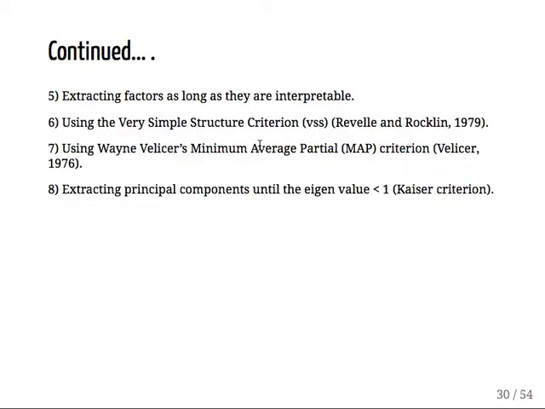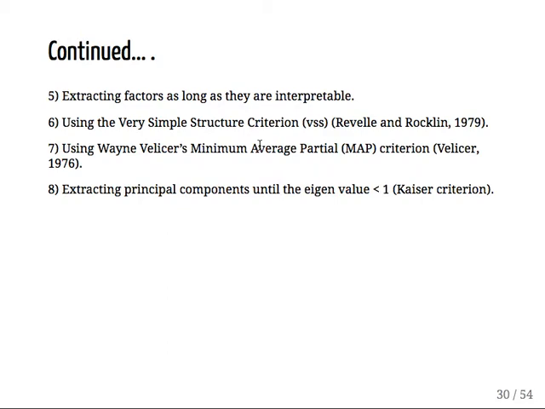You could extract factors as long as they're interpretable. So you could do 10, 12, as long as you can put names to them, it's all good. You could use something which is known as the very simple structure criterion. You could use Velicer's minimum average partial criterion. And you might have heard of this, the Kaiser criterion. Did you hear about that from Johannes? This is basically eigenvalues larger than 1.